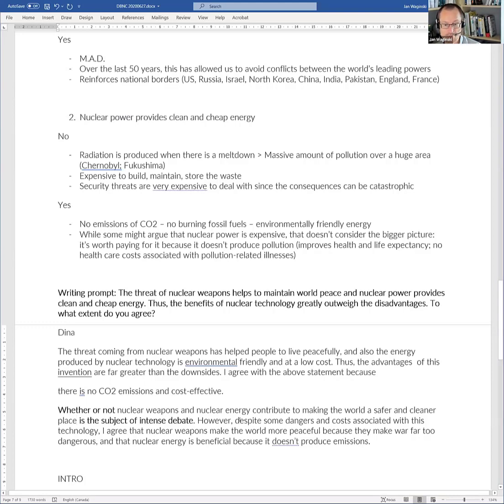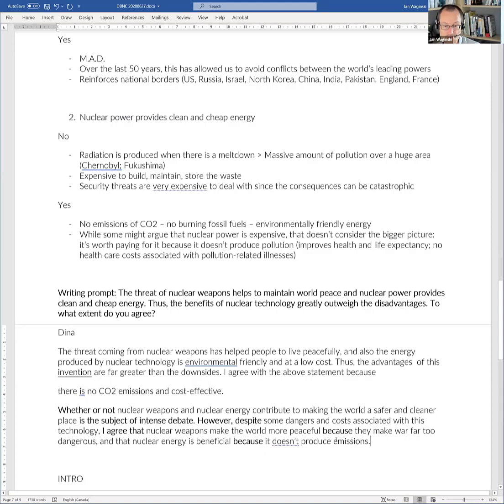It's debate. However, despite some dangers and costs associated with this technology, I agree that nuclear weapons make the world more peaceful because they make war far too dangerous, and that nuclear energy is beneficial because it doesn't produce emissions. What about cheap?